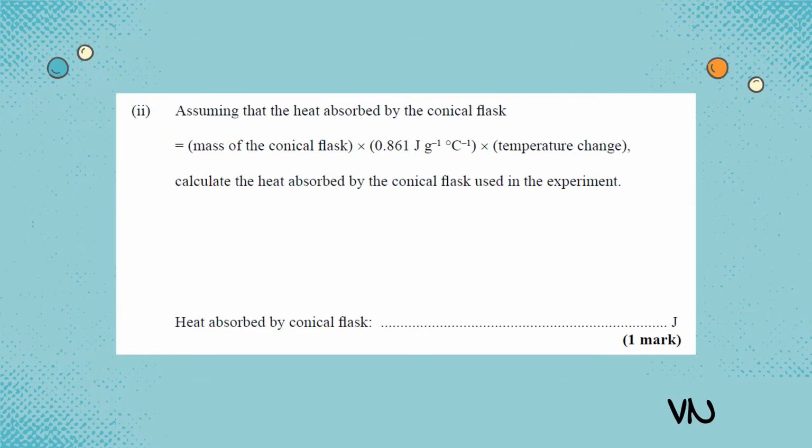Part 2 of the question tells us, assuming that the heat absorbed by the conical flask can be calculated using the formula given there, mass of the conical flask multiplied by 0.86 joules per gram per degree Celsius times temperature change, you're asked to calculate the heat absorbed by the conical flask used in the experiment.